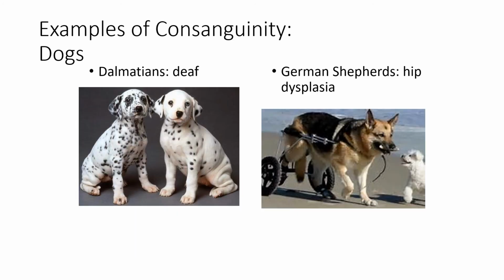So consanguinity, in dogs, unfortunately, this occurs because dogs tend to be bred, they're called purebred. So they want to make sure that they have the best genes. They just kind of mate with the same, etc. in breeding. And unfortunately, Dalmatians tend to end up deaf, and German Shepherds end up with hip dysplasia, where the hip joint doesn't really fit into the pelvis like it's supposed to.